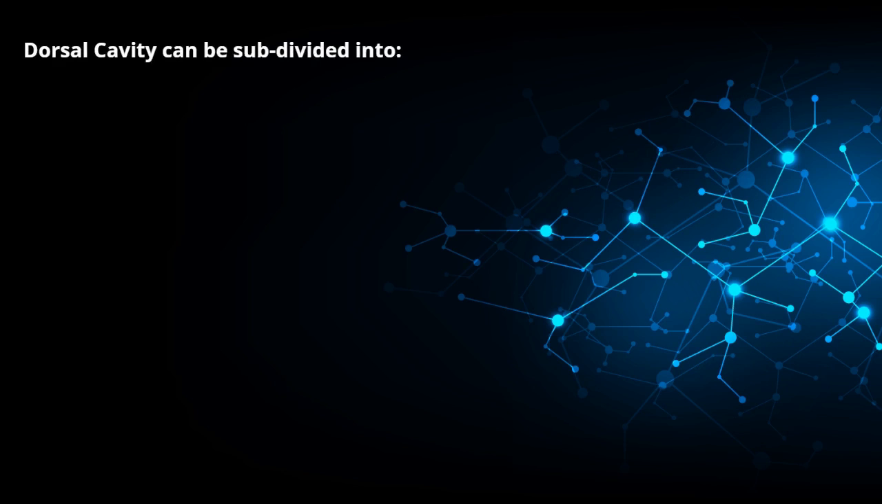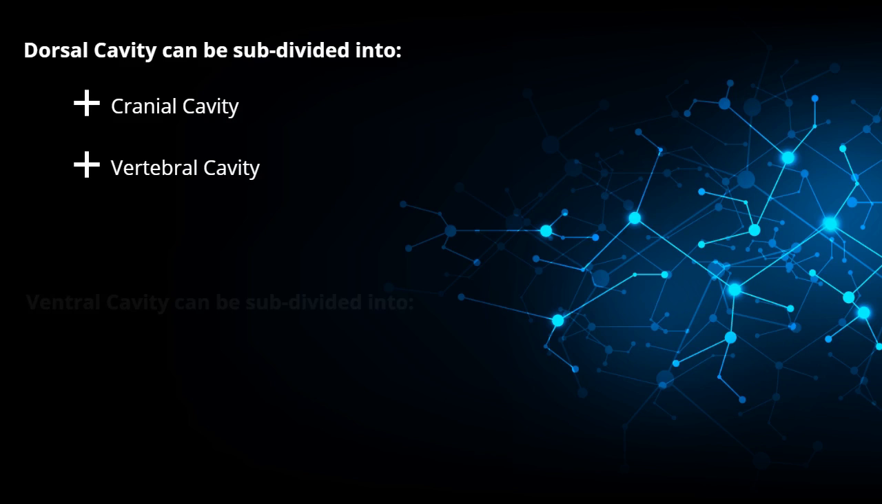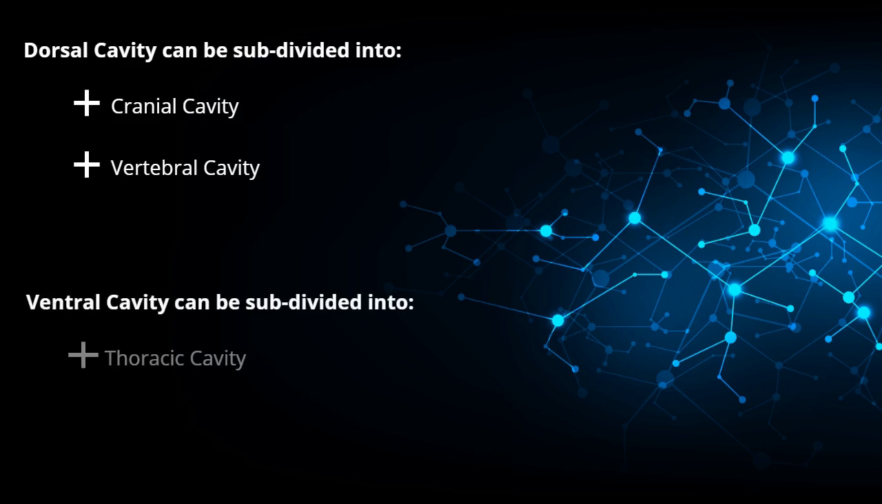The dorsal cavity is subdivided into the cranial cavity and the vertebral cavity, while the ventral cavity can be subdivided into the thoracic cavity, abdominal cavity, and the pelvic cavity. Let's discuss each of these cavities in detail.